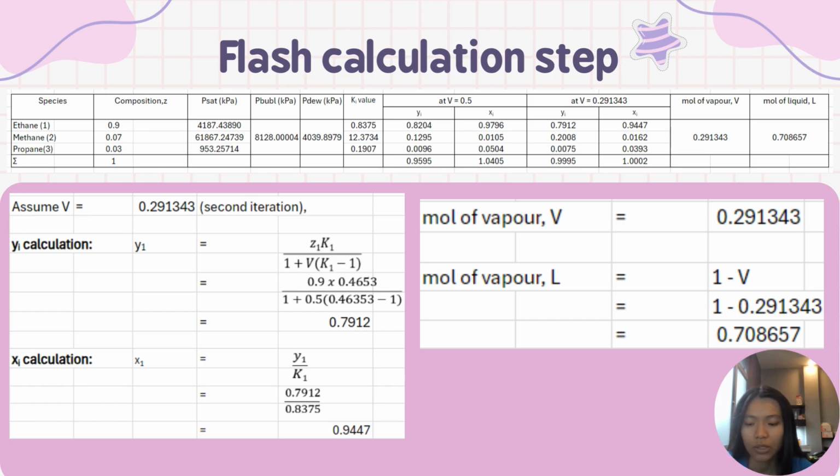Next, we try the second iteration by using moles of vapor equals 0.291343, and the summation of Y of species i is 0.9995 and X is 1.0002. The mole fractions of vapor and liquid are more consistent at V equals 0.291343 compared to V equals 0.5. Therefore, the moles of vapor equals 0.291343, where the moles of liquid is 1 minus V, which equals 0.708657.